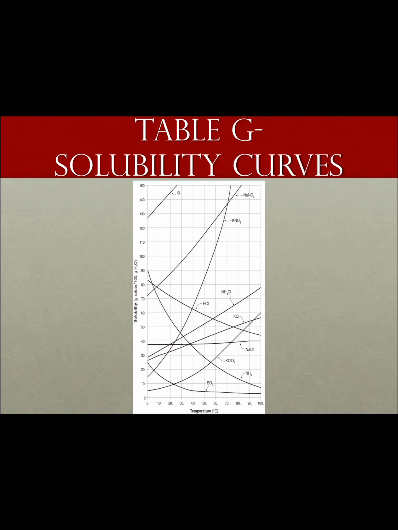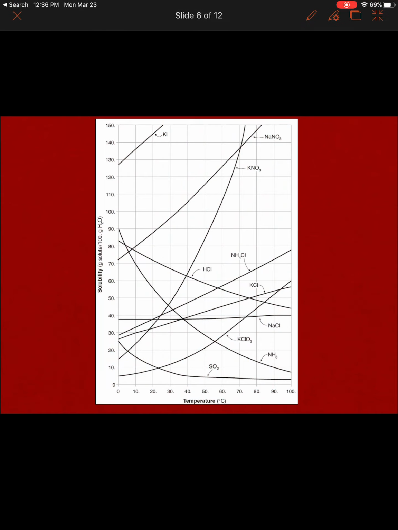Now, Table G is the table for solubility curves that you're going to use in your reference tables. And it might look like Table G is just a mishmash of lines, but as we work with it, as we practice with it, I should say, it's going to be far more understandable, I'm sure. Okay, so here's not the slide I expected. So we're going to go one more. Here's Table G just a little bit bigger.